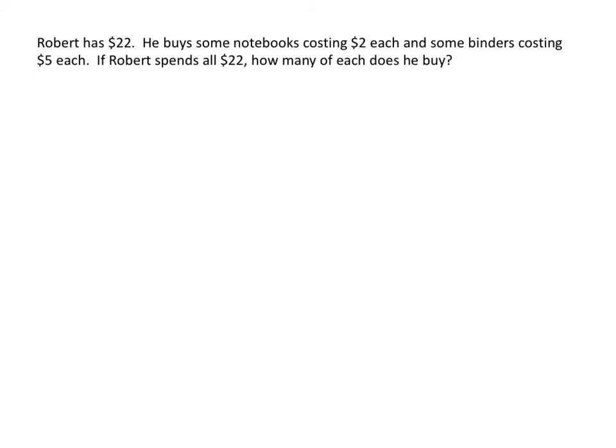Taking a look at this next problem, we see Robert has $22. He buys some notebooks that are $2 and some binders costing $5. If he spends all $22, how many of each does he buy? Well, let's let notebooks be represented by N and binders be represented by B. So we spend $2 on every notebook and $5 on every binder, and we spend exactly $22. So there are a lot of values of this that will actually work.